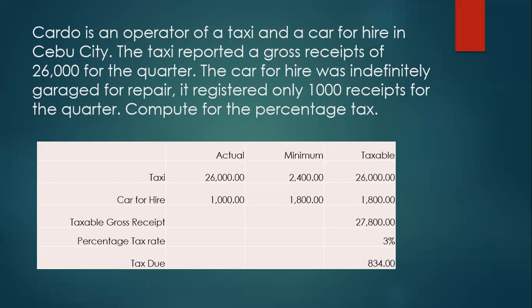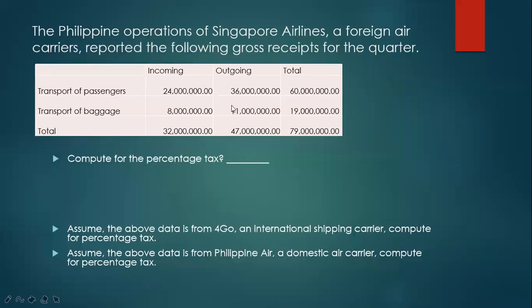So now, tan-awa ang minimum, right? Taxi siya, 26,000. Pero ang minimum sa quarter is 2,400 lang. So unsa ang imong gamiton? Ang 26,000 ang imong gamiton, because whichever is higher. Sa car for hire, 1,000 lang ang receipts for the quarter. Pero ang minimum niya is 1,800 kung provincial. So we will use the 1,800 rate.